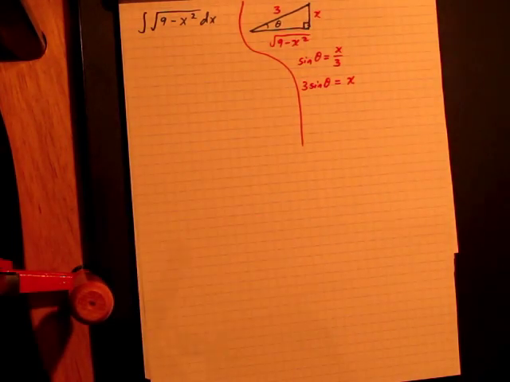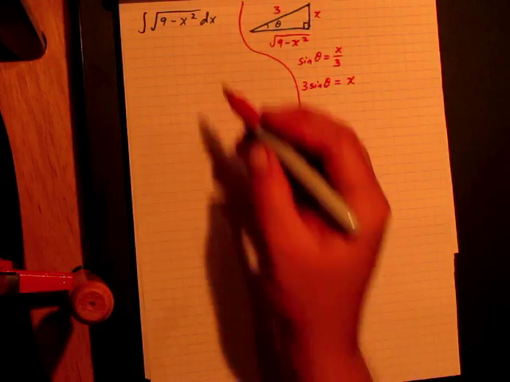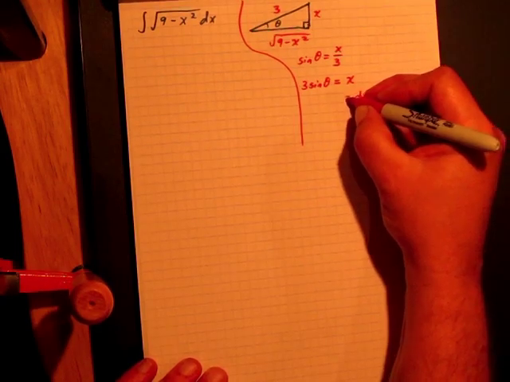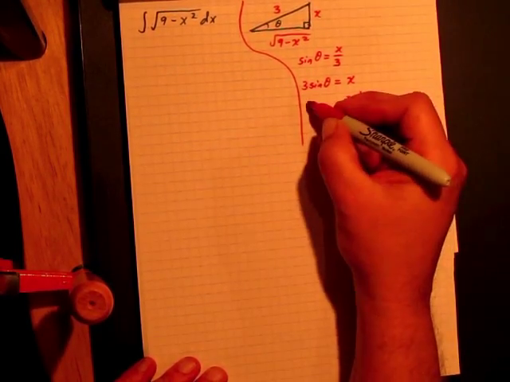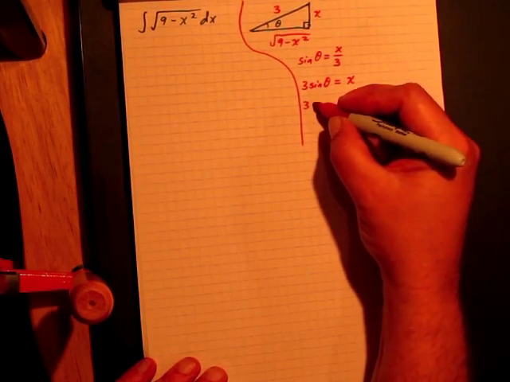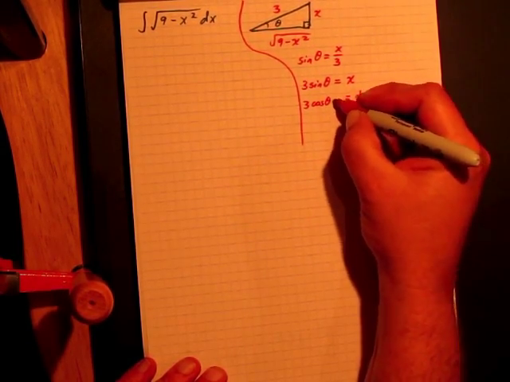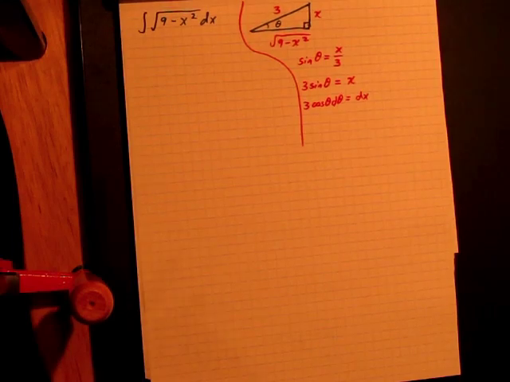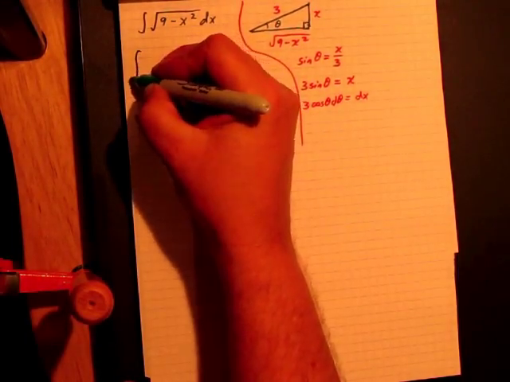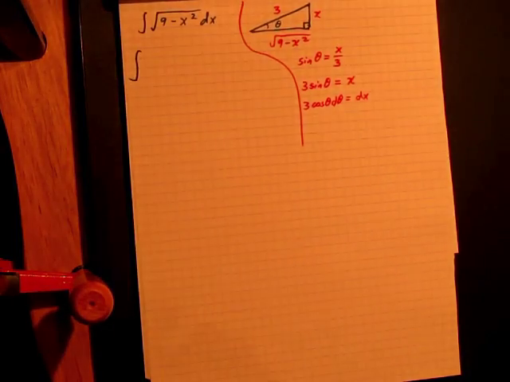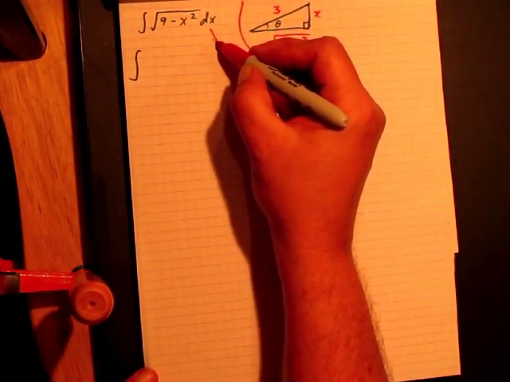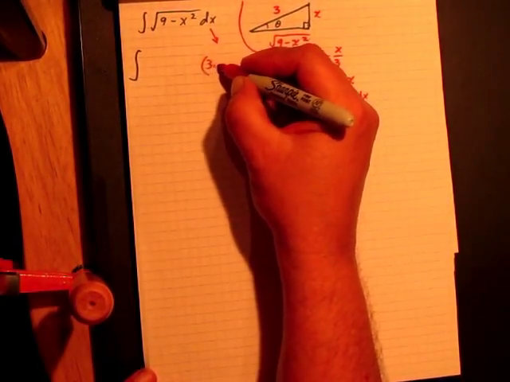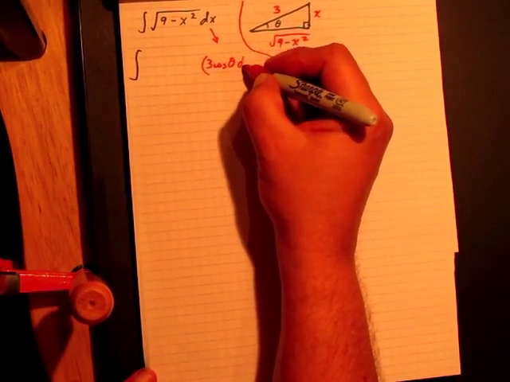This integral does not contain an x. Many do. They all have a dx, so I need to find dx. To go from x to dx, you take the derivative. Keeping your constant out front, the derivative of sine is cosine of the same angle times the derivative of the angle. So when I do this integral, I'm going to replace the dx with 3 cosine theta d theta.